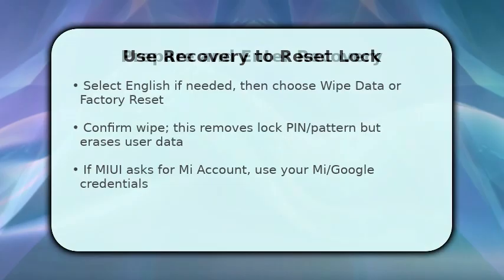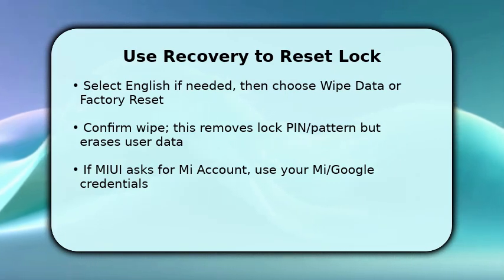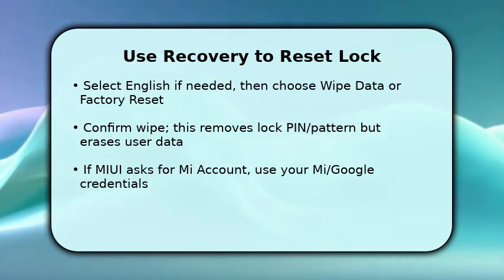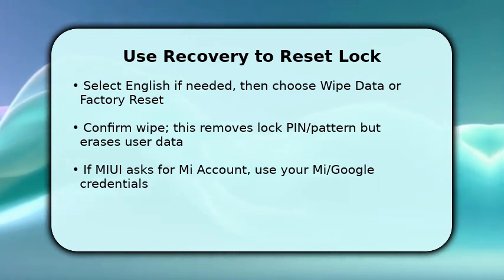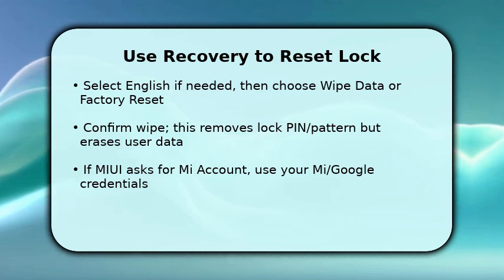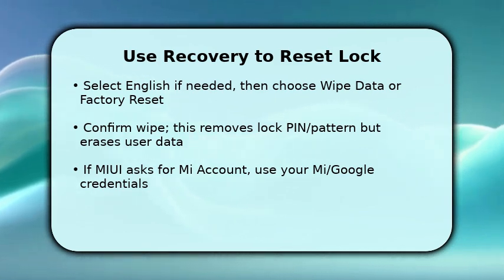Make sure to note the exact model name. Different Redmi builds show slightly different menus that change the next steps. Now navigate recovery menus to wipe data or factory reset. Use volume keys to move and power to select. You choose a full wipe because that removes the encrypted lock credentials stored in user data. Confirm the action. This is irreversible for personal files.